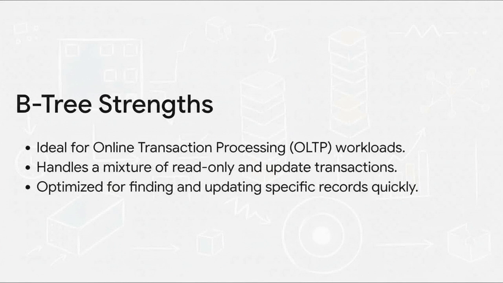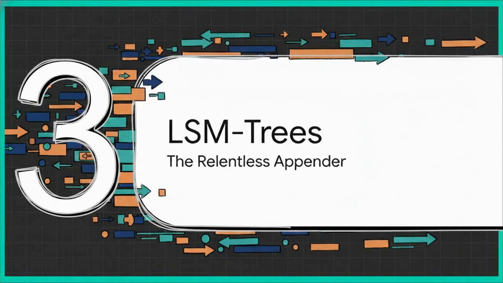Since everything has a precise, sorted home, finding a single record or scanning a range of them, like show me all my orders from last month, is incredibly fast. This is exactly why B trees are the heart of most online transaction processing, or OLTP systems. These are the databases that power the websites and apps we use every single day. Okay, so that's one way.